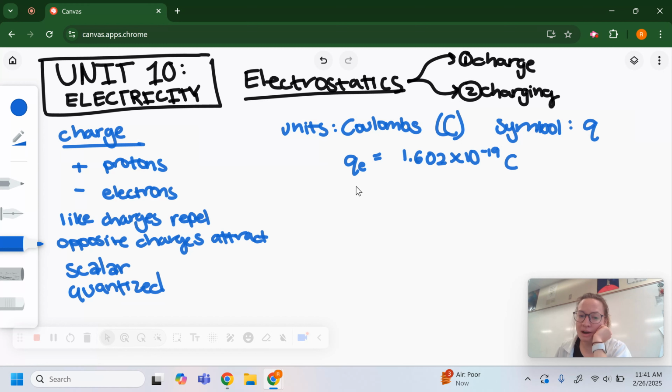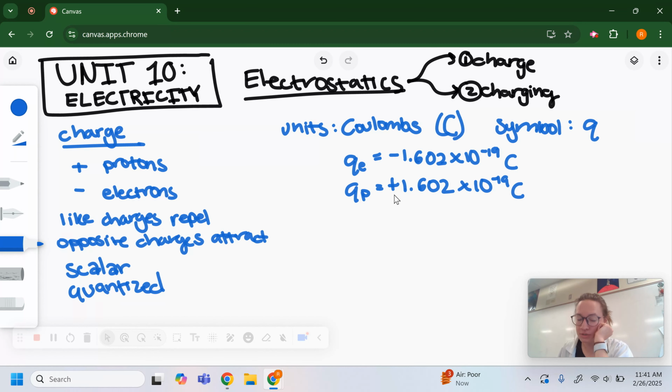If I wanted to talk about how much charge a proton has, I would say that the charge on a proton is equal to 1.602 times 10 to the negative 19th coulombs. Notice, once again, my units here, and I use the symbol Q for charge. You'll see here that both an electron and a proton have the same amount of charge. The only difference here is the sign. We say that electrons have negative amounts of charge and protons have positive amounts of charge.